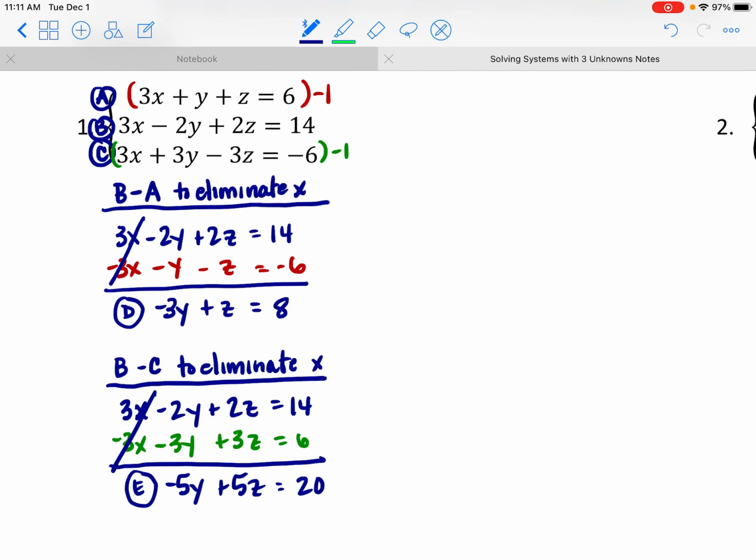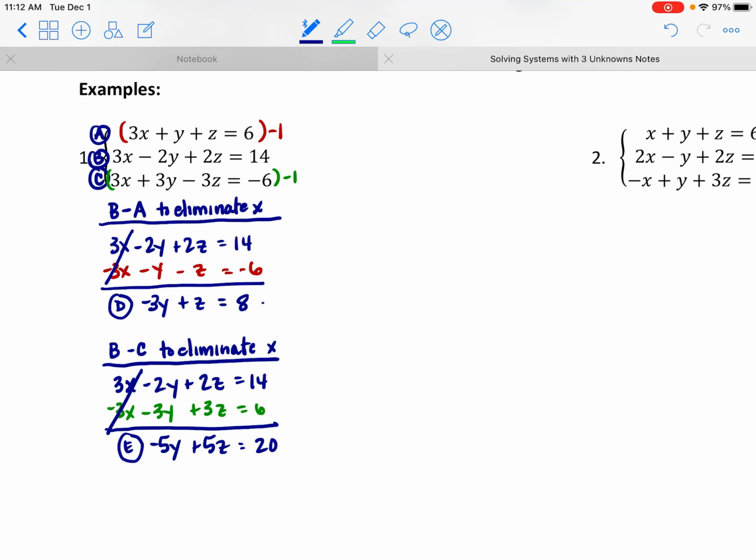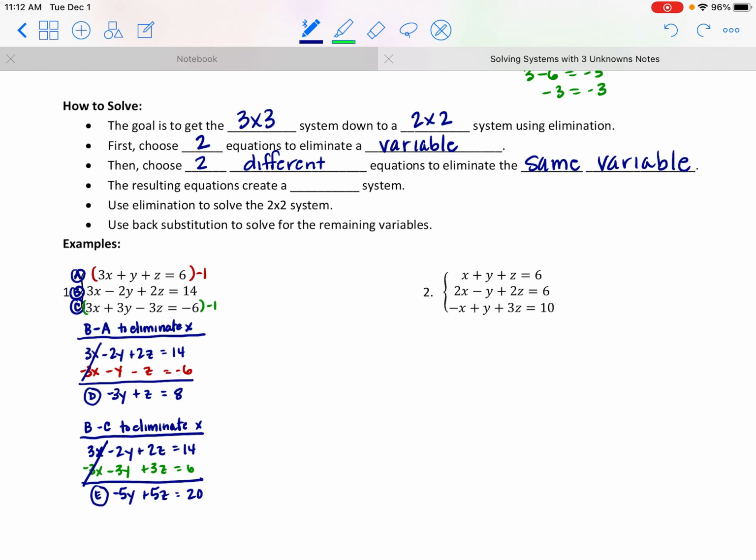Okay? So what I'm left with now, these two remaining equations that I just ended up with here, that's a 2x2 system. Now I have two equations with two variables, and I can use elimination again. So I took my 3x3, eliminated x's, to end up with a 2x2. So the resulting equations, D and E, give me this 2x2 system, and I can use elimination to solve this 2x2, the same thing that we did in the previous topic.